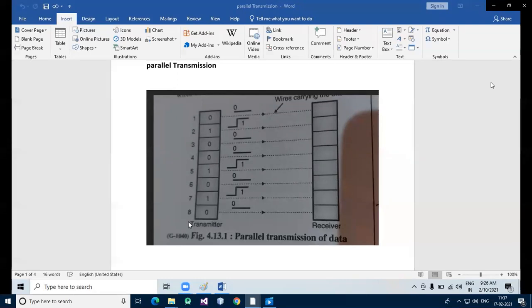With an increase in the number of receivers, the number of wires will increase to an unmanageable number. अगर 9 हो then wires also will be increased. So this is about the parallel transmission here.